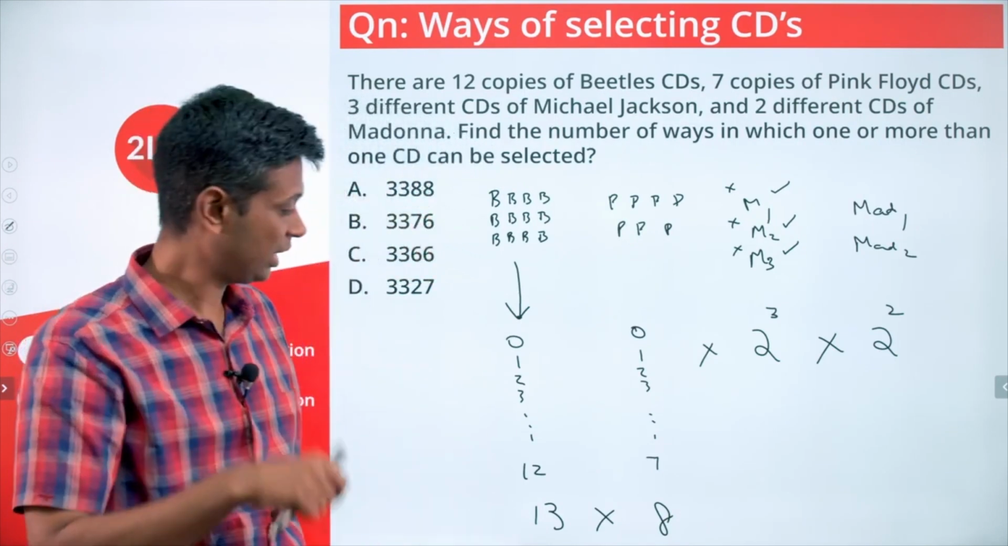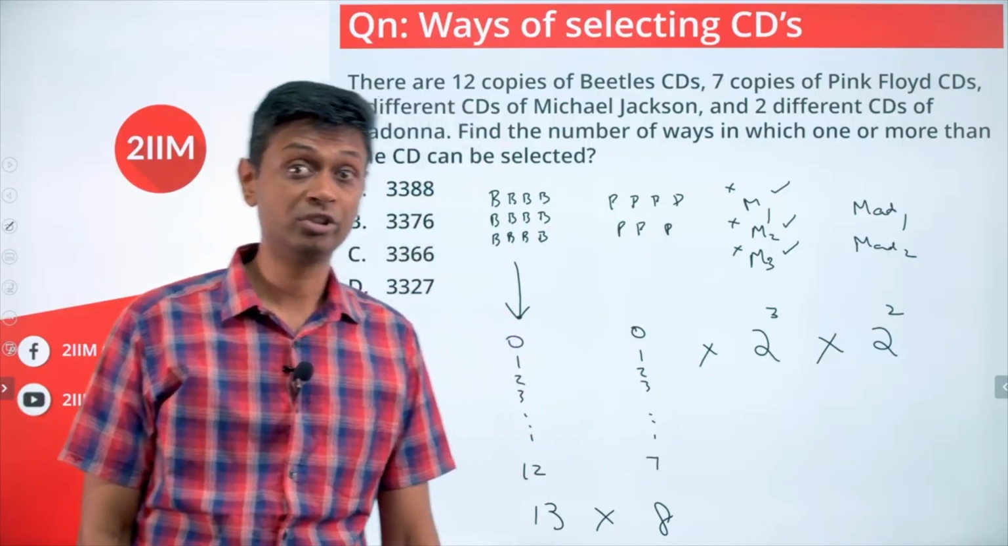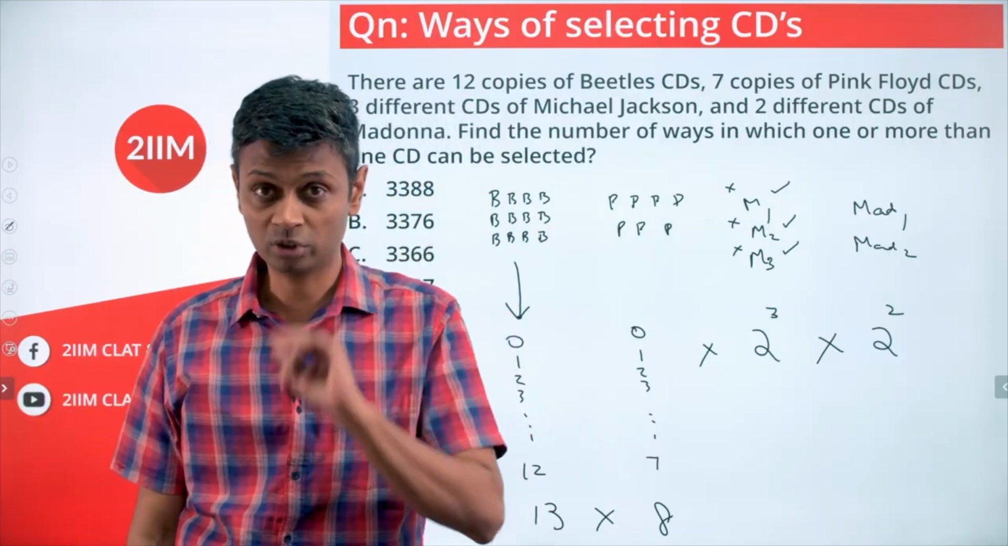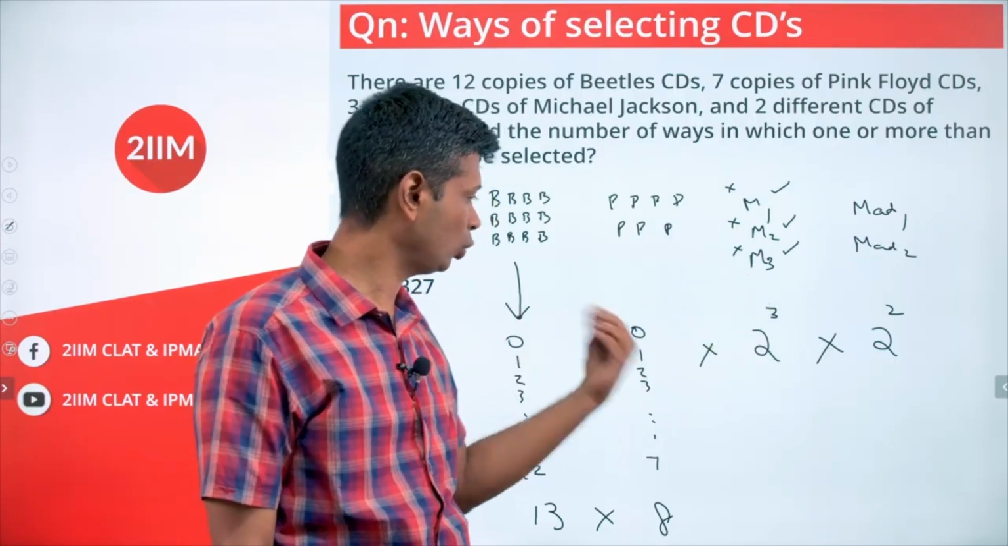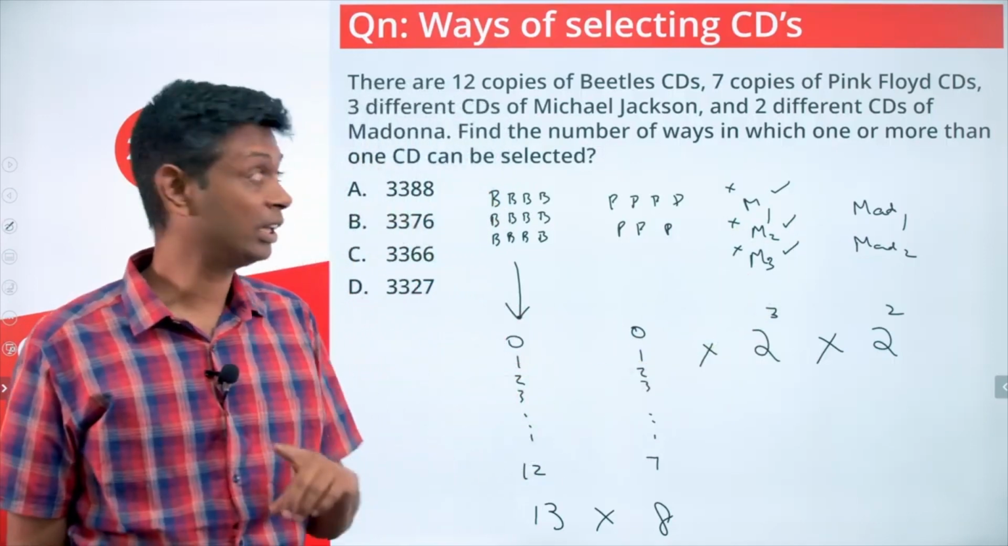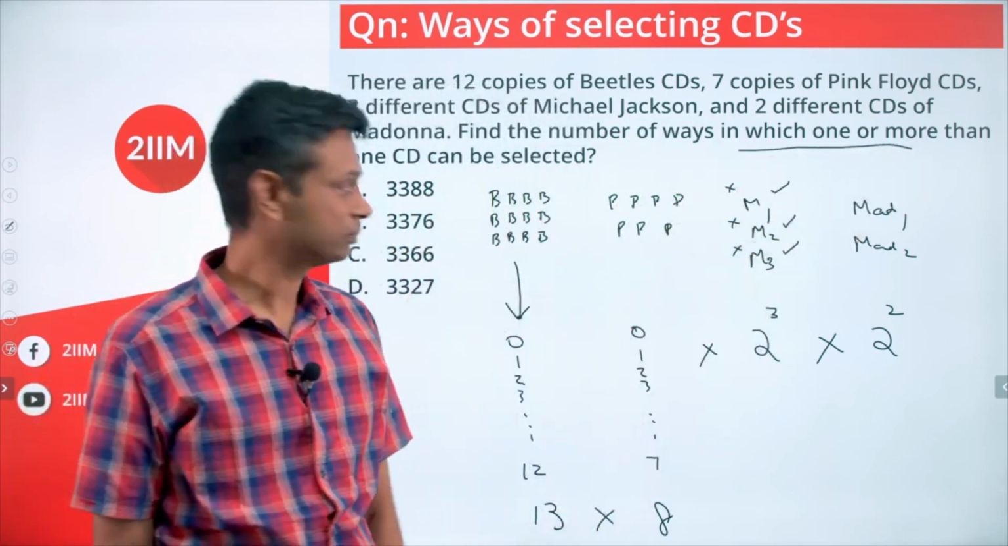Right? So 13 into 8 into 2 cube into 2 square. However, this particular selection includes one possibility where nothing is selected. No Madonna CD, no Michael Jackson CD, no Pink Floyd, no Beatles. That can't be the case because I'm selecting one or more. So in this whole thing, subtract 1.